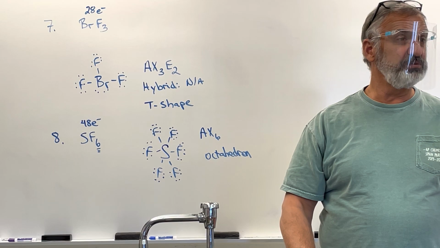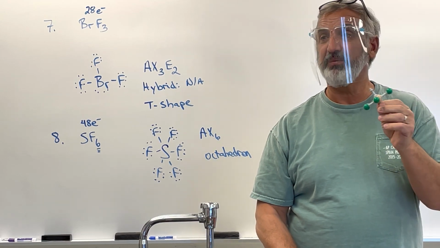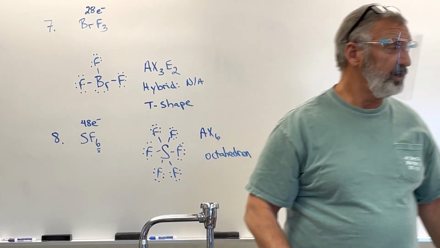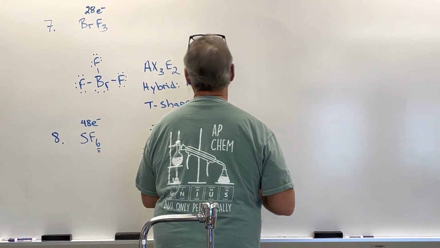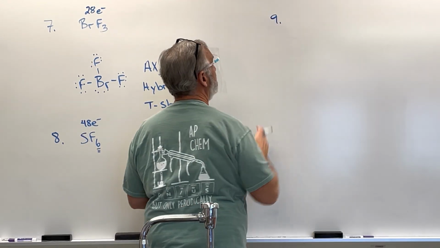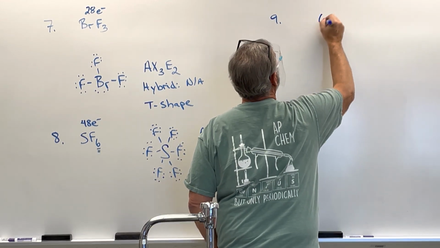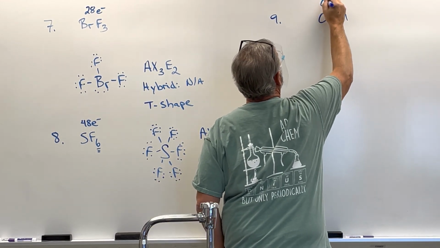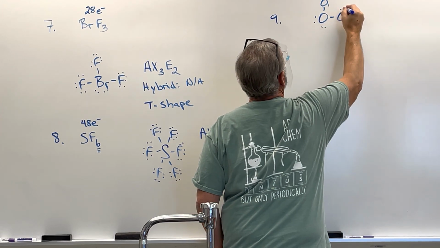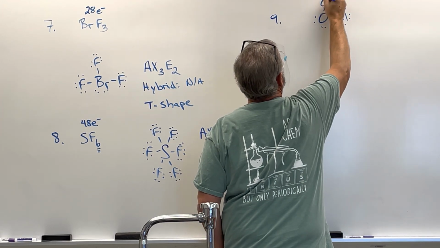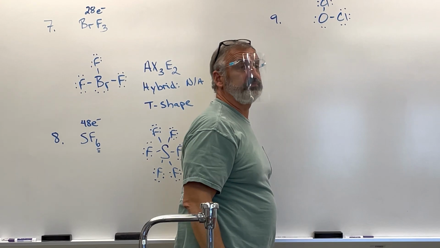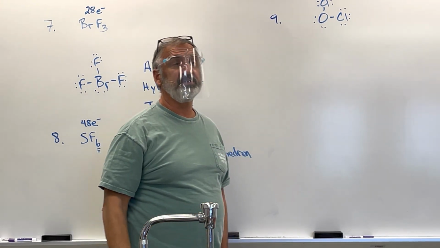Just kind of give you a visual to go with the names, because some of these names are kind of weird. All right, what's the next one? Number 9. Chlorine, Cl2O. Okay? So it's going to look like this, chlorine, fluorine. It's going to look like that. So what's my AX formula on this one?